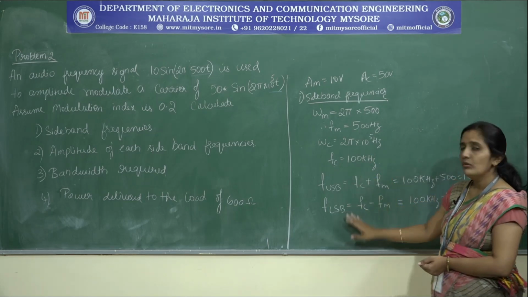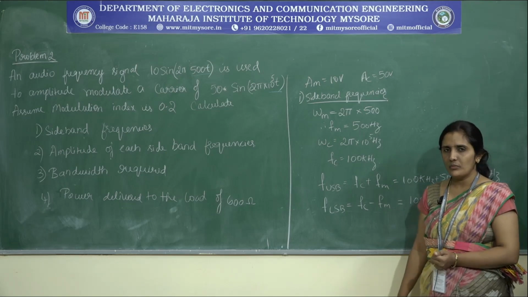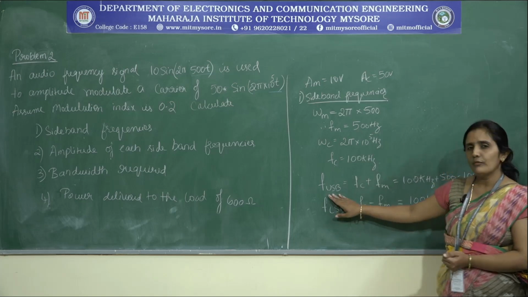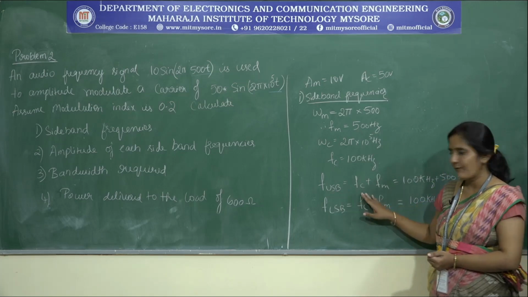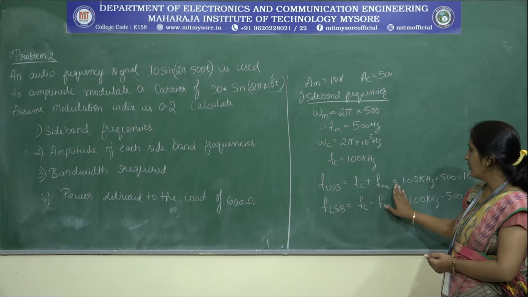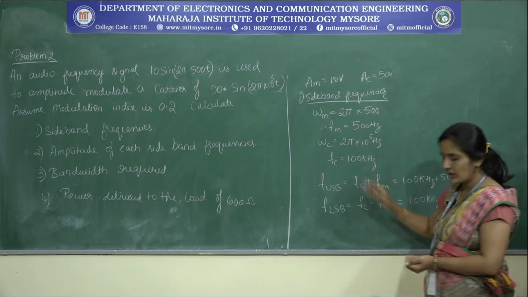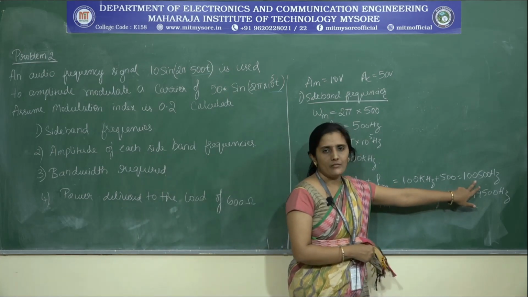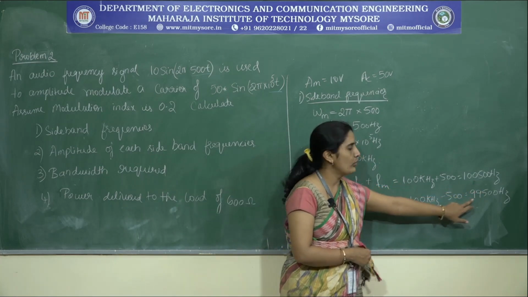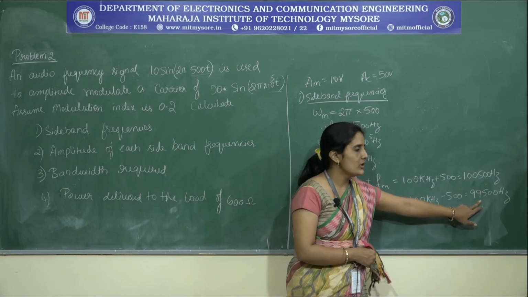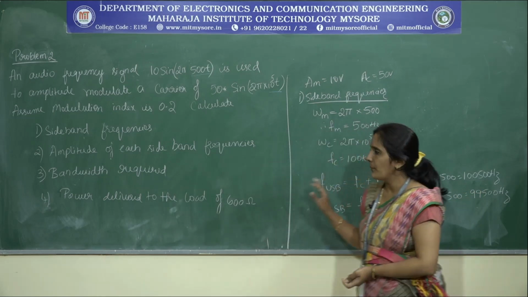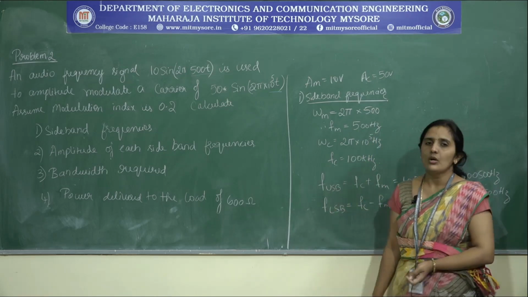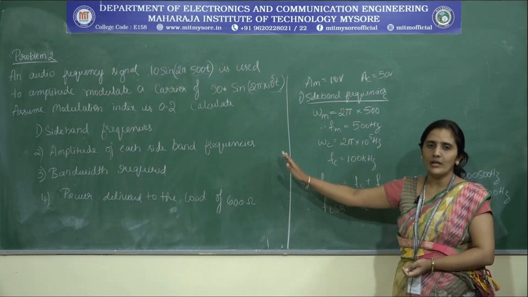Now we have to find the frequency present in the upper sideband as well as in the lower sideband. How to find? We know the equation fc plus fm. Substituting the values of fm and fc here, we are going to get the upper sideband frequency, and similarly the lower sideband frequency. After getting the upper and lower sideband frequencies, we are going to see the amplitude of each sideband frequency.